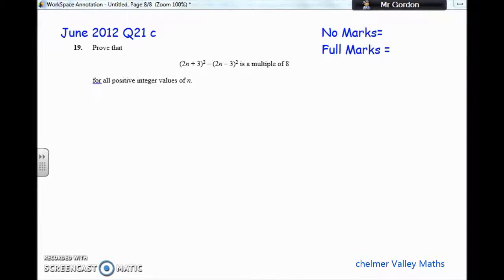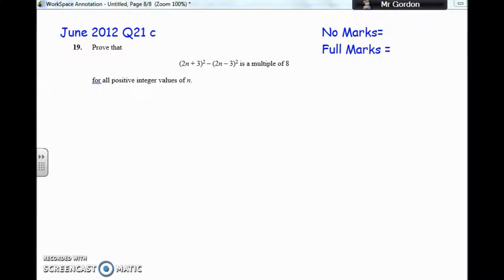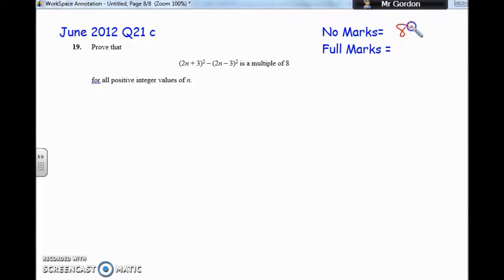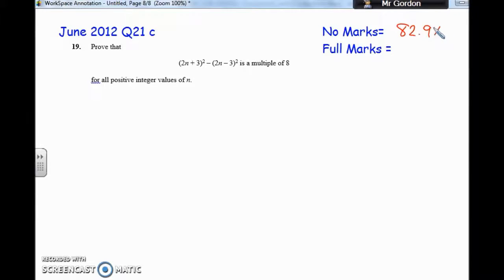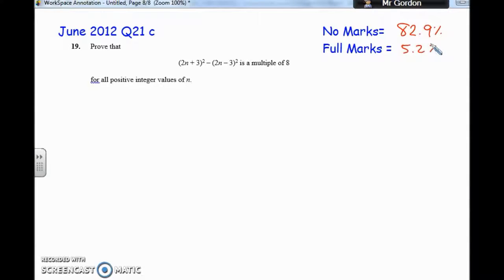Today we're going to be looking at some algebraic proof, and this question is from June 2012. It's question 21 on the calculator paper. Some interesting stats for you for this question. Only 82.9% of people managed to get no marks, I should say, on this question. Only 5.2% managed to get the full marks for this question. So again, quite a difficult question. If you're going for those A stars, one that you want to be able to do. So let's have a look.